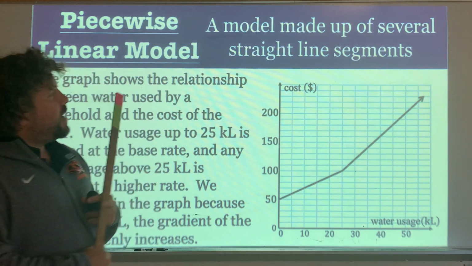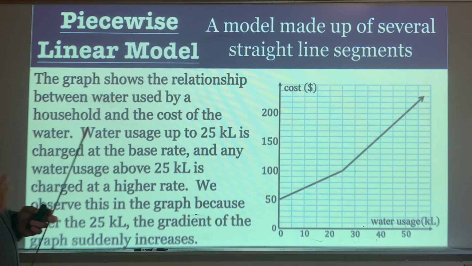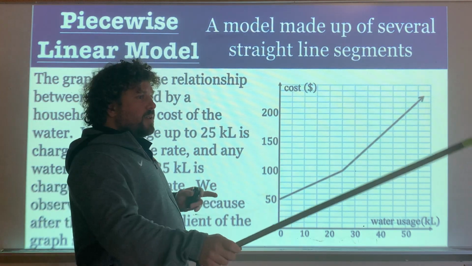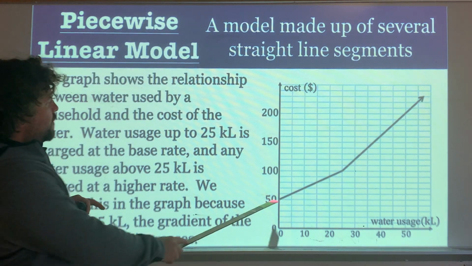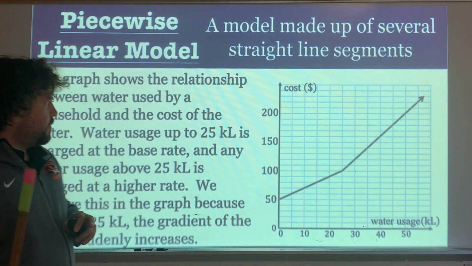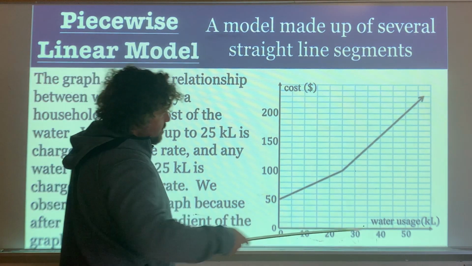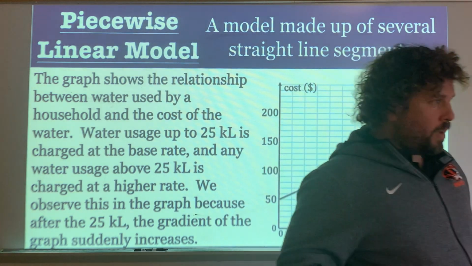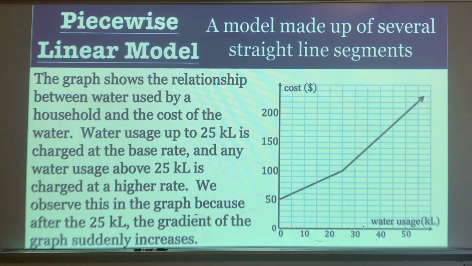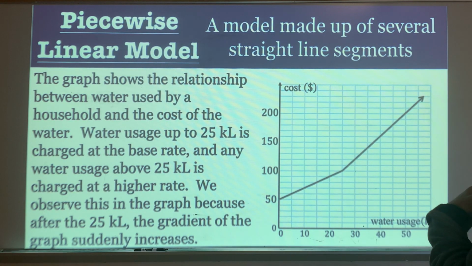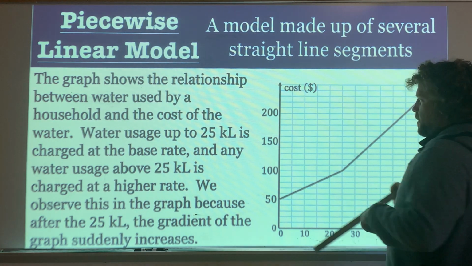Now a piecewise model is a model made up of several straight line segments. So the straight line is the word linear, and then you have a couple straight lines here and they're connected together. Now in this case right here, the graph shows the relationship between the water used by a household, that is on your independent horizontal axis, and then your vertical dependent axis shows the cost of said water.